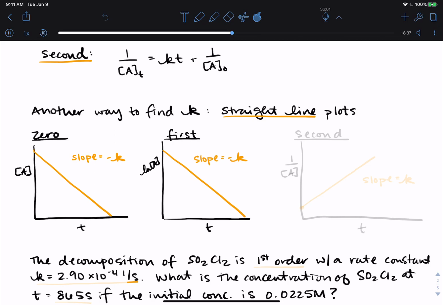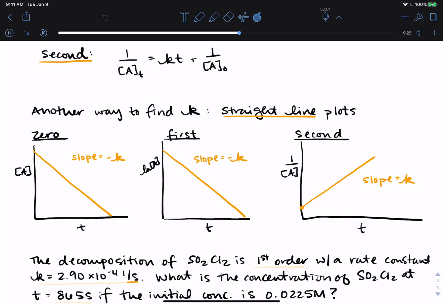For second order, it gets a little bit weird looking, just in terms of what we're going to plot. We're going to plot 1 over the concentration of A versus time. So if you think about what this is going to look like, at the beginning of the reaction, the concentration of A is high, so 1 over A is low. So your plot starts out low, and then as the concentration of A goes down, 1 over A goes up. So your straight line plot has a positive slope, which means here the slope is just directly equal to K.